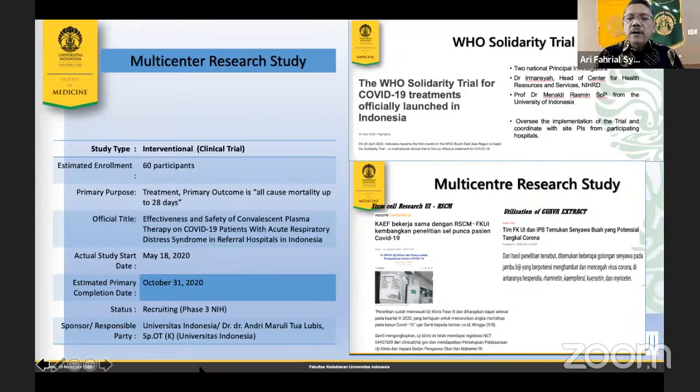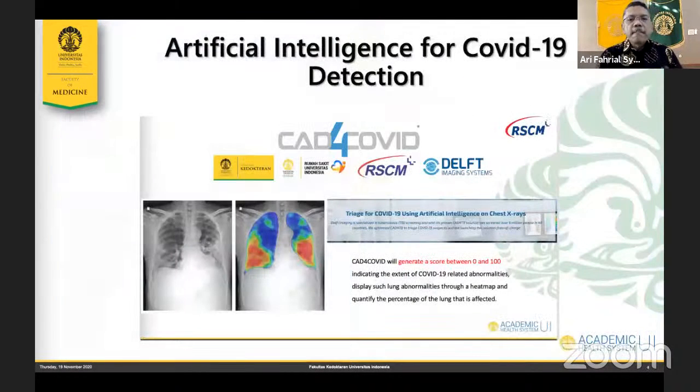We also study the role of herbals like guava extract. From bioinformatics, guava extract is good for prevention. So now we have a clinical trial using this extract as supplementation for patients with COVID-19 in some hospitals, also part of the academic health system in Indonesia.